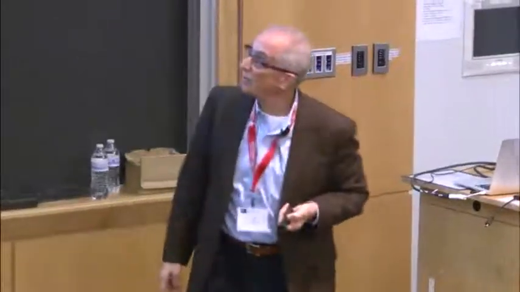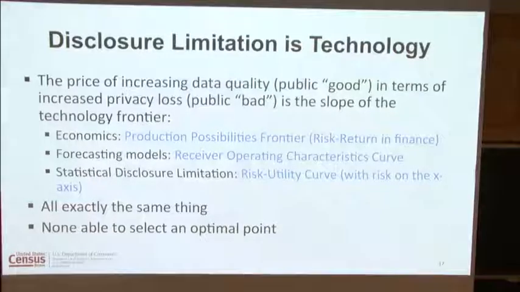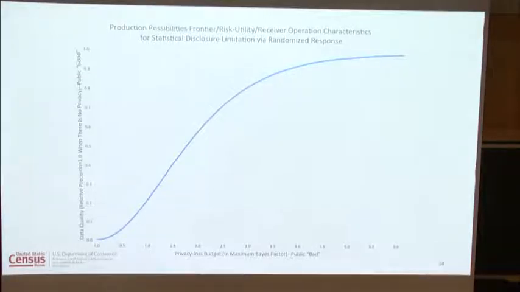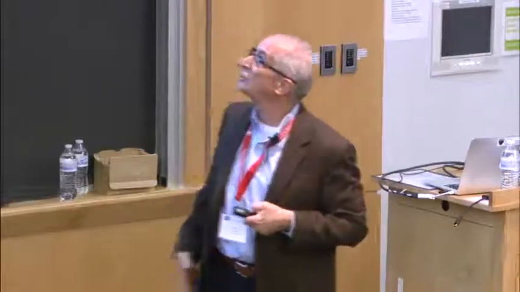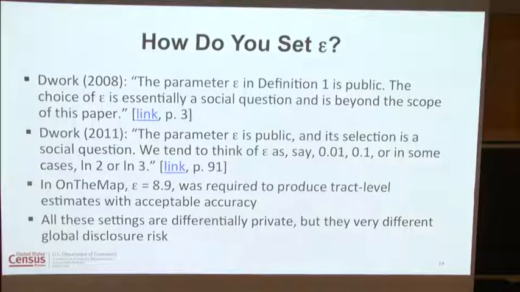Okay? So the disclosure avoidance system that you use in something like the census of population is a technology. And economics, forecasting, and disclosure limitation all have different ways of talking about exactly the same technology, but none of them have a way to select an optimal point on that technology. I need an optimal point here. And Cynthia has opined on multiple occasions that you might go as high as log 3. That's on a previous chart, that's 1.1 on the epsilon, all right?